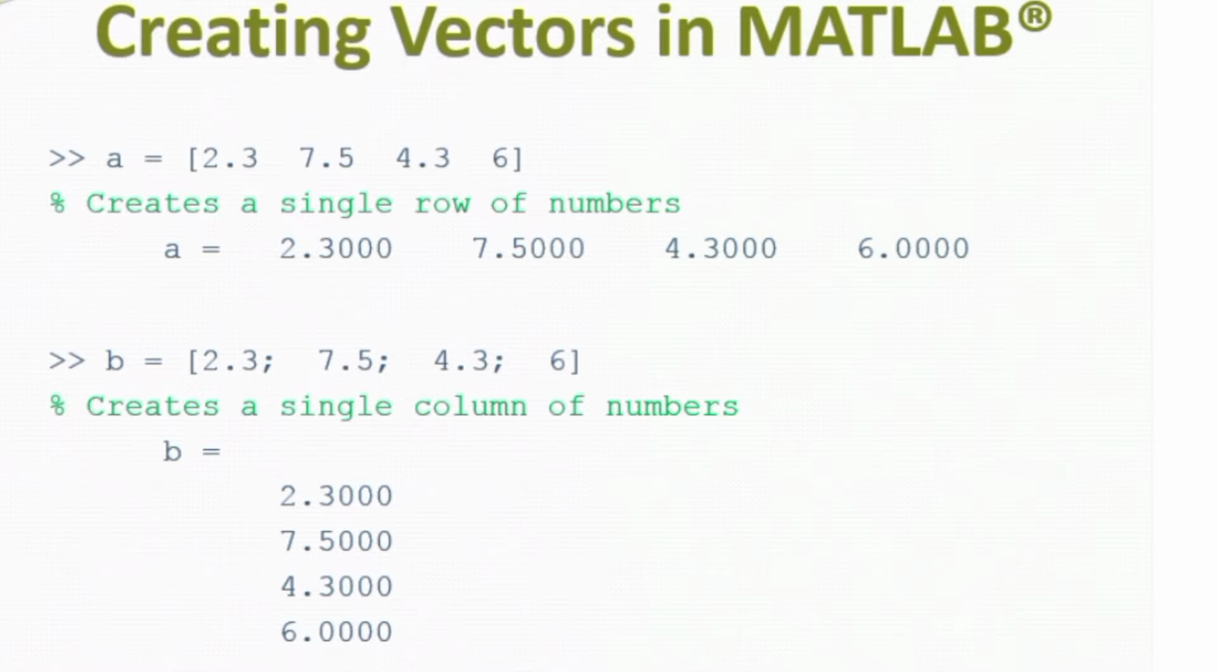Another example, again, start off with some sort of a variable name, B, square brackets, type a number, semicolon, next number, semicolon, next number, semicolon, and that gives me a column of numbers. This works fine if you only have a few values that you want to enter into your vector, but you can imagine if you had 200 values that you wanted to enter, it would get old really fast.